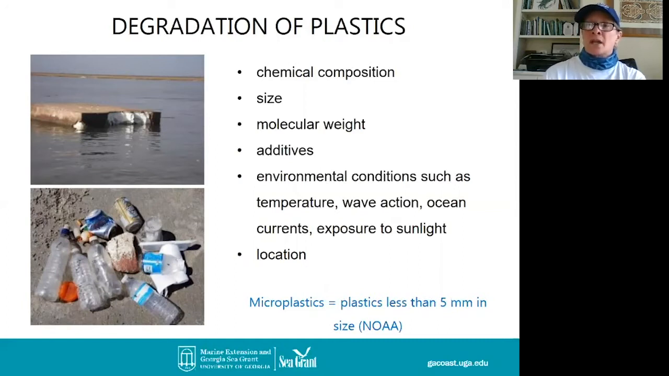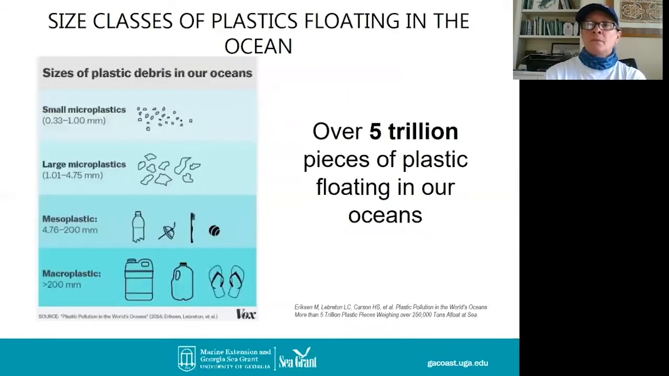According to the National Oceanic and Atmospheric Administration, plastics that are 5 millimeters in size or less are referred to as microplastics. Scientists have estimated that over 5 trillion pieces of plastic are floating in our oceans. Plastics can be grouped or categorized a number of ways, but here you can see that they are grouped by size. This image shows a range of sizes from the larger macroplastics like plastic containers that are visible with the naked eye to the very small microplastics that require a microscope to see them.